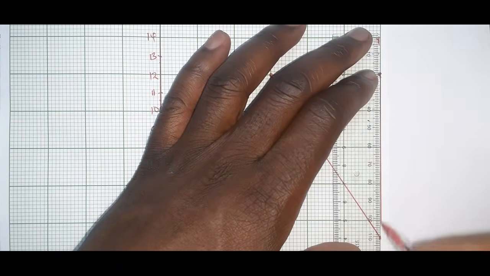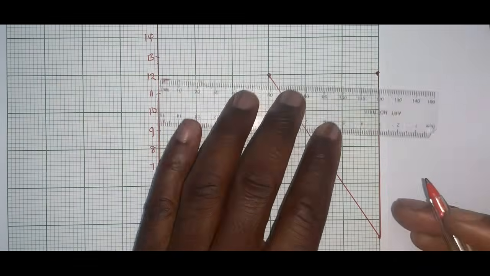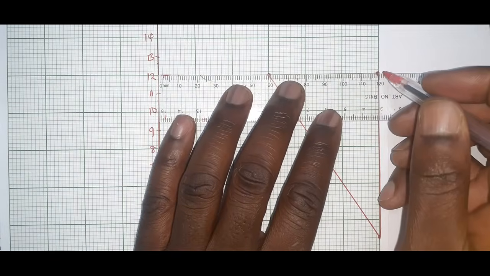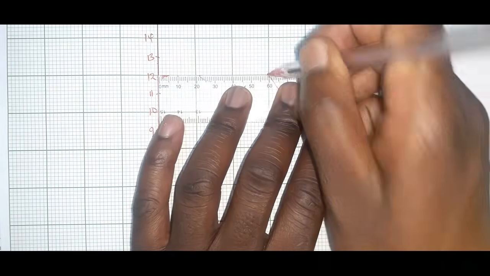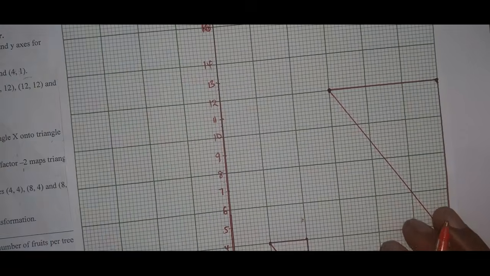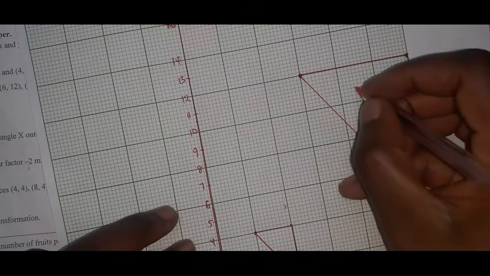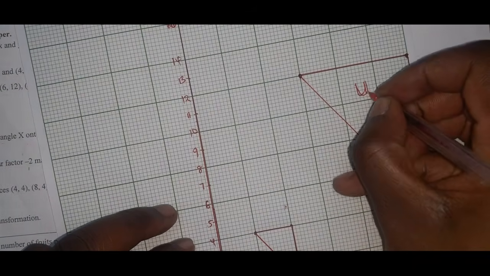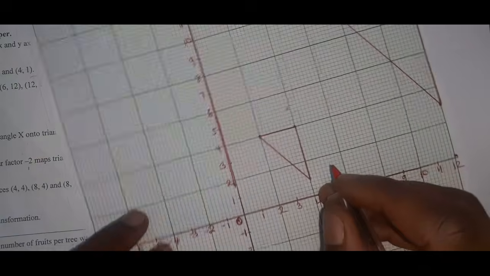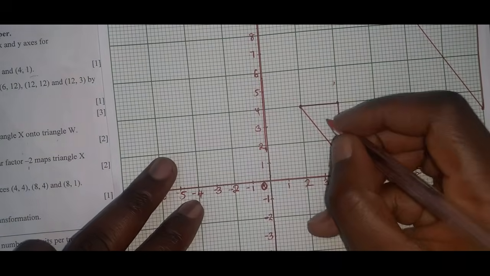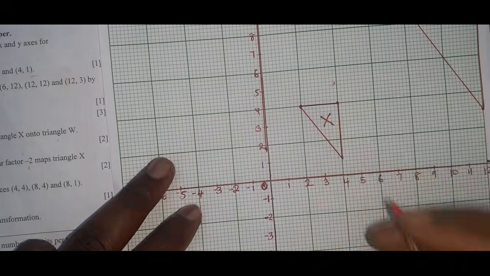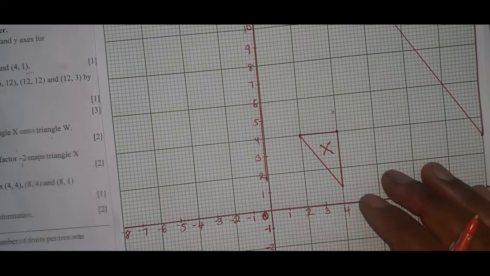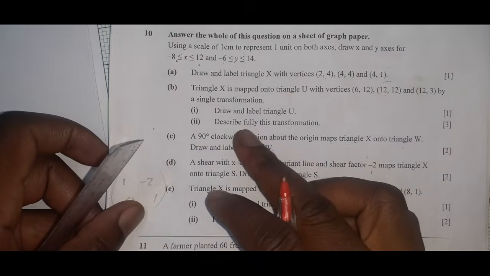Okay, so draw and label triangle U. So this is triangle U. Take note that the first one is what? Triangle X. Okay, so now the question says describe fully this transformation.